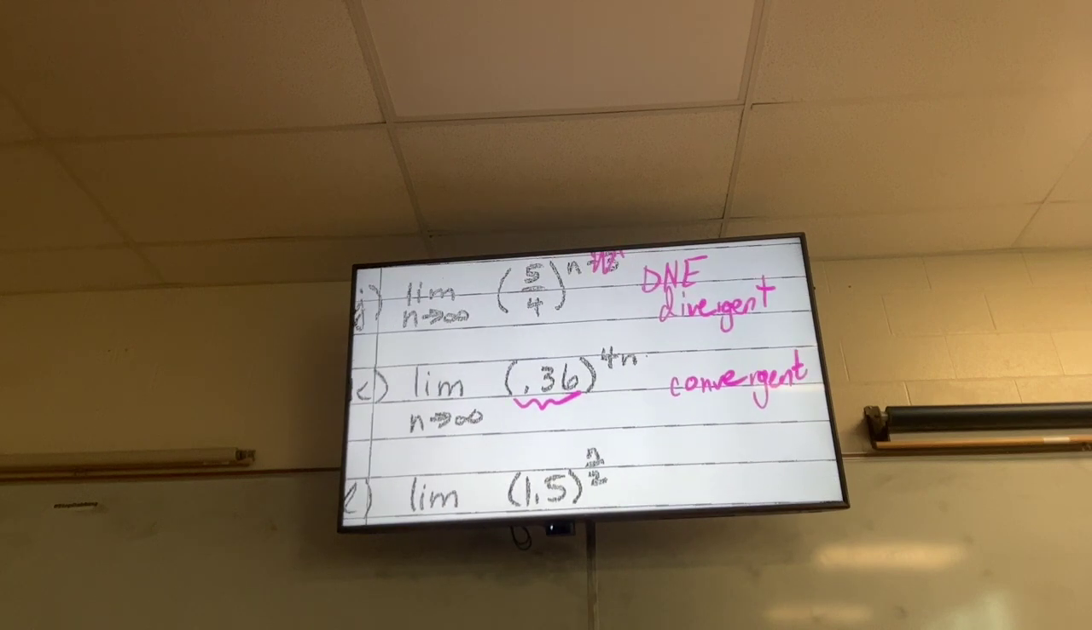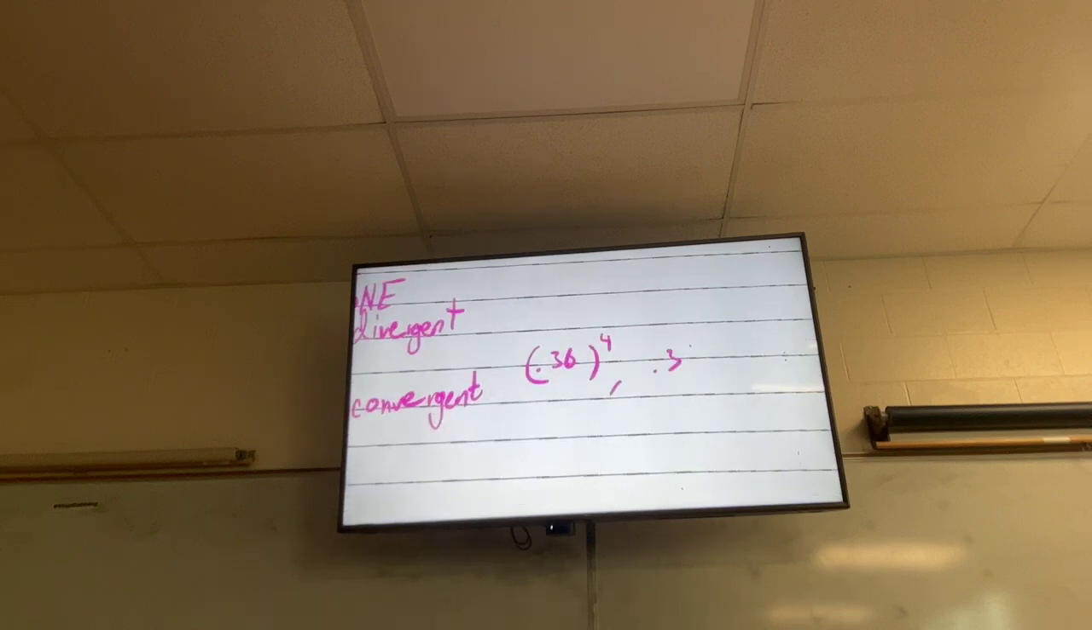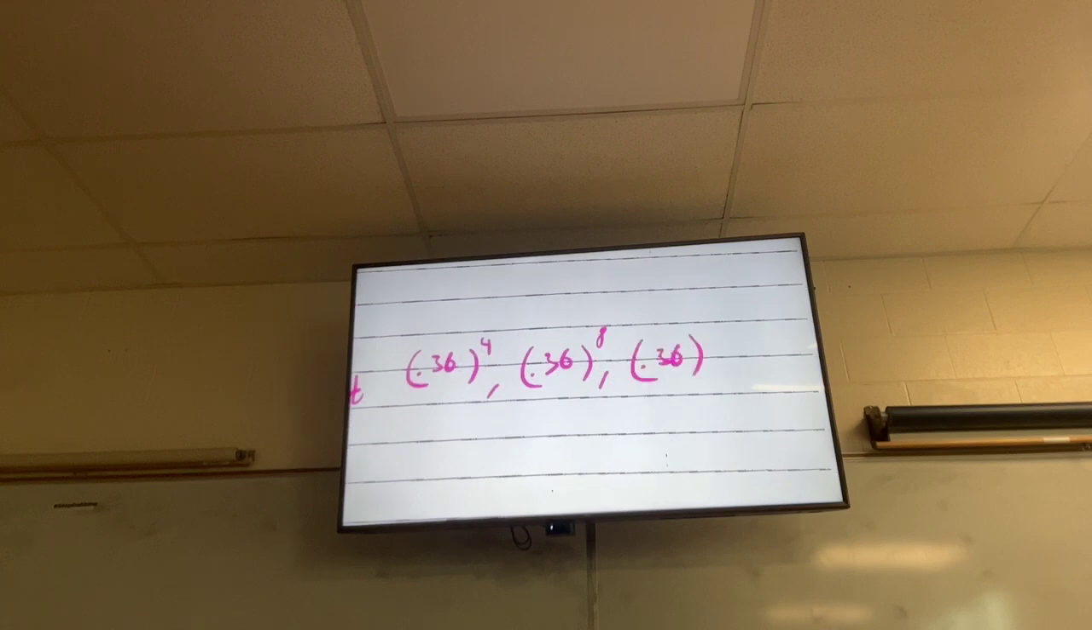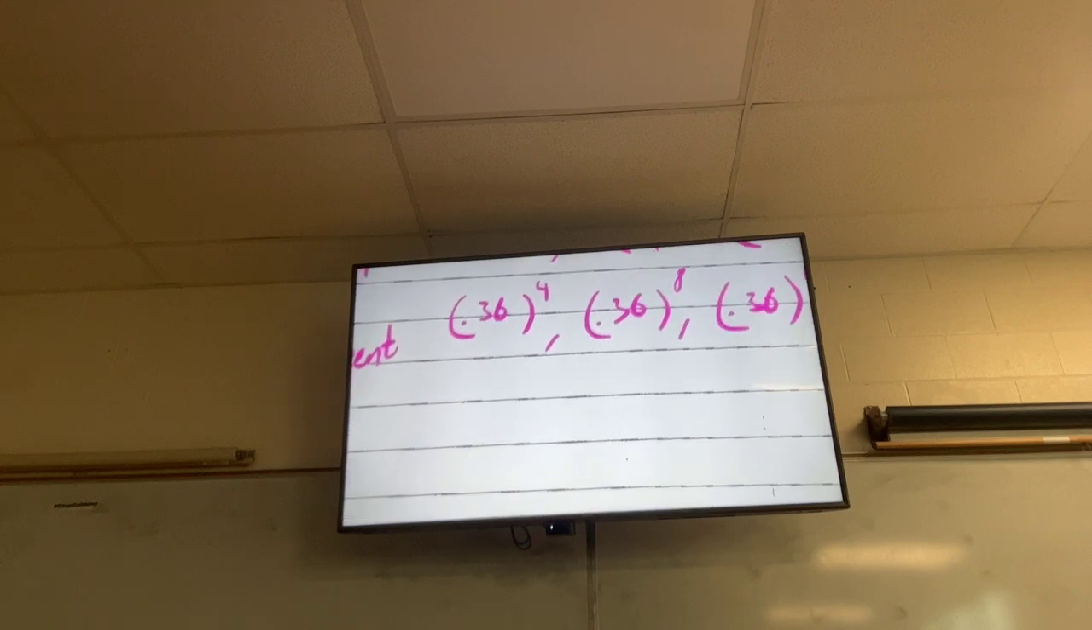The first term, let's plug in 1 to get the first term. The first term is going to be 0.36 to the fourth. Second term, if you plug in a 2 instead, it's going to be 0.36 to the 8th. And then if you plug in 3, you'll get 0.36 to the 12th. So all you're doing to hop from term to term here is multiplying by 0.36 to the fourth. Right? You're adding 4 to the exponent each time. You see that? Yeah.